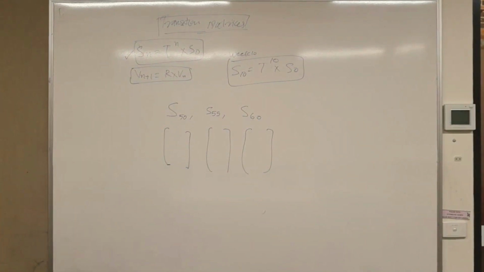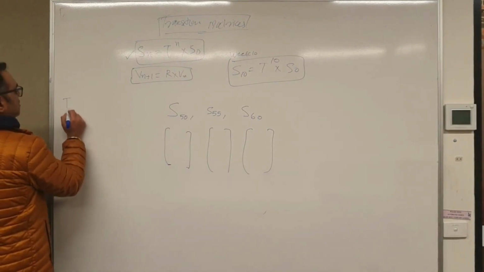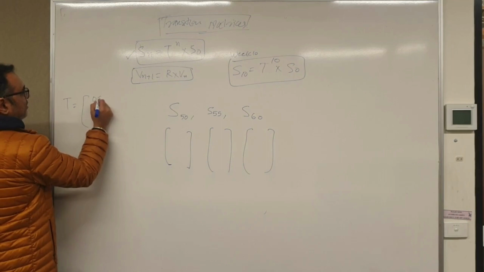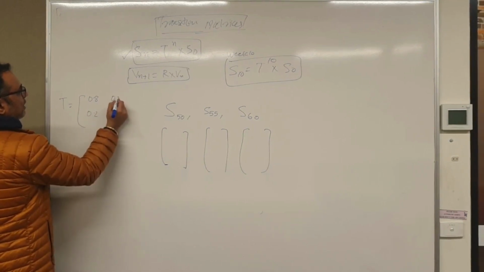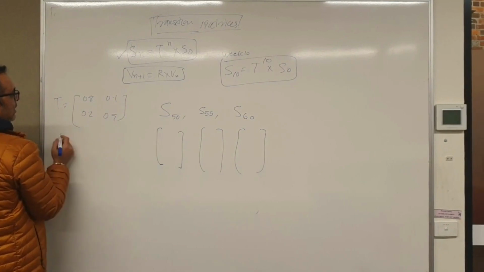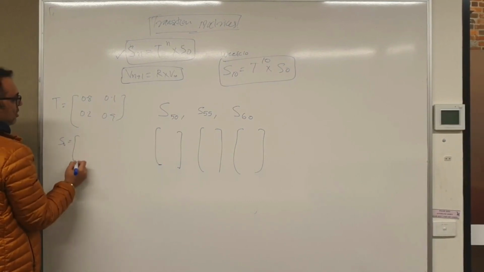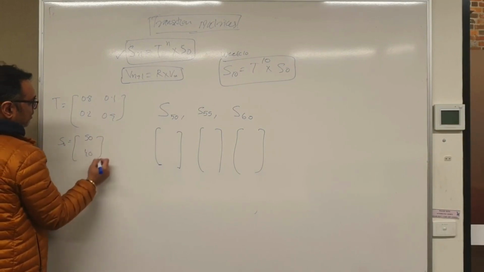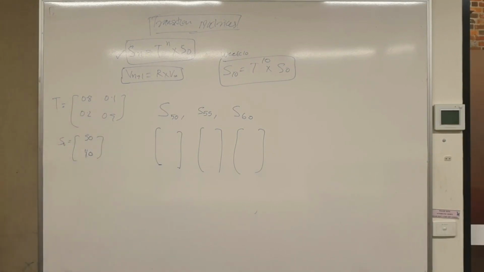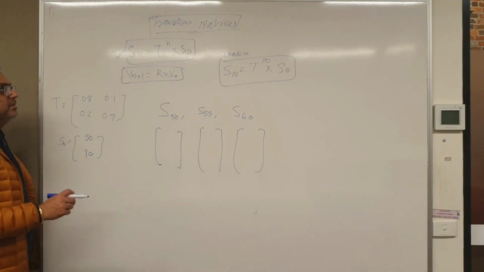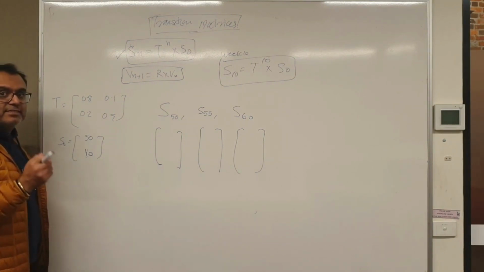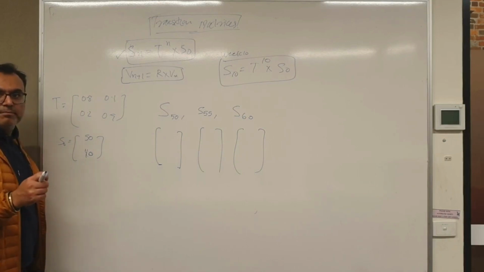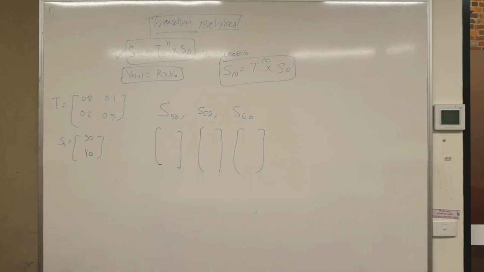I deleted the matrices. All right. So your transition matrix T was 0.8, 0.2, 0.1, 0.9, and your S0 was 50 and 40. Handling CAS can be a game changer in the exam, right?